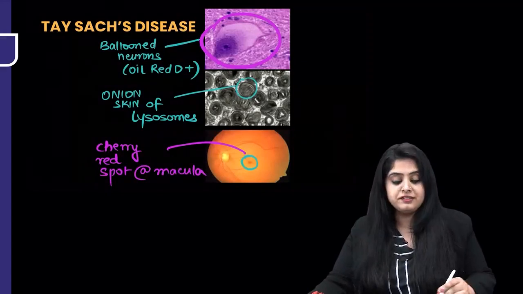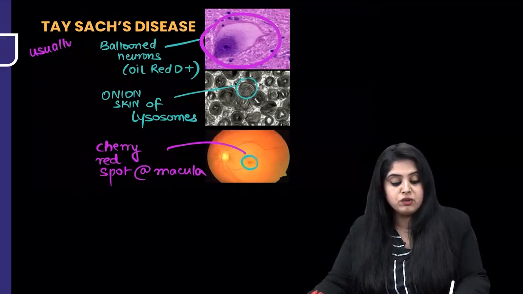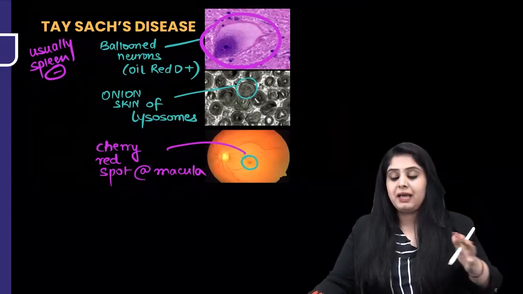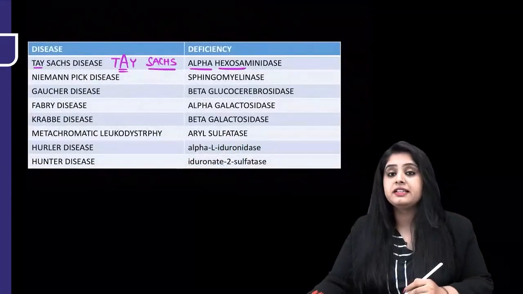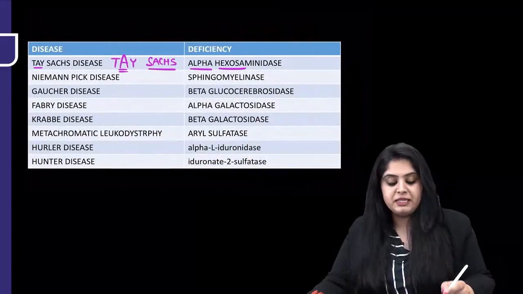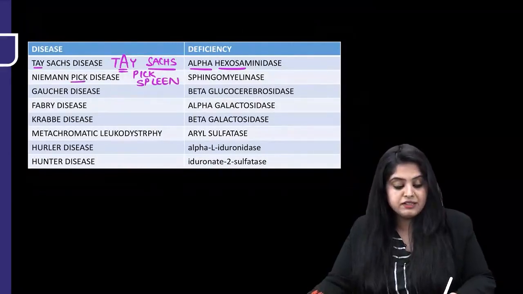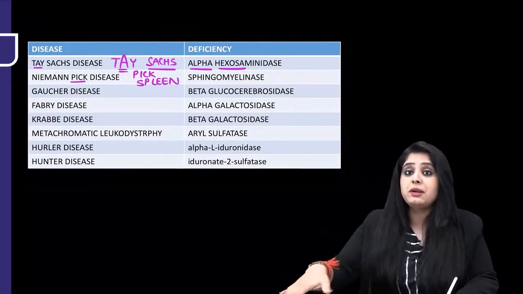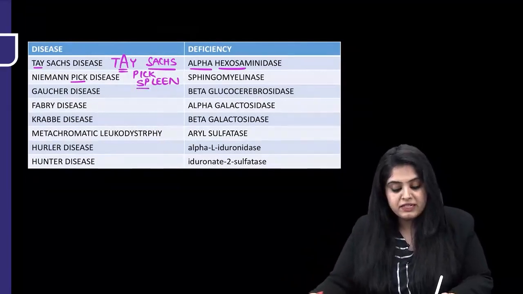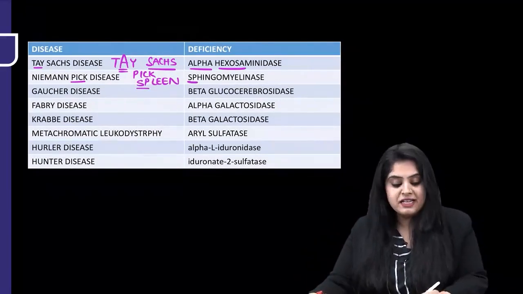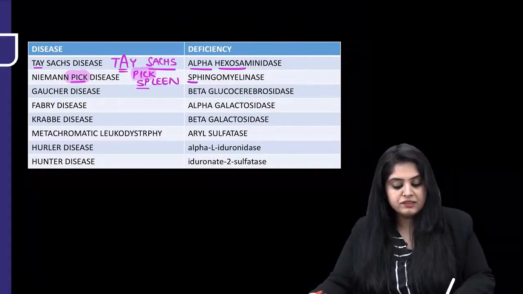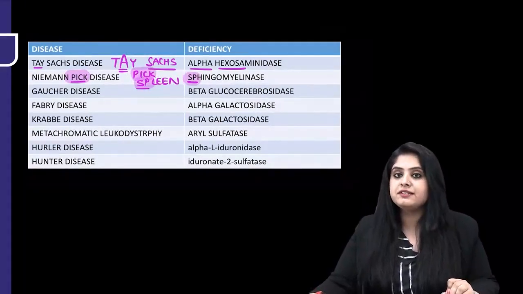Please note, in Tay-Sachs disease, usually the spleen is not palpable, and that was a recent NEET PG 2023 question. Usually the spleen is not palpable. Spleen nahi hota. So why am I saying that? Because where can you pick the spleen? So remember, I can pick up the spleen in Niemann-Pick disease. That will tell me you can see the spleen, you can palpate the spleen, because SP matlab sphingomyelinase deficiency. I am saying Niemann-Pick may pick the spleen.